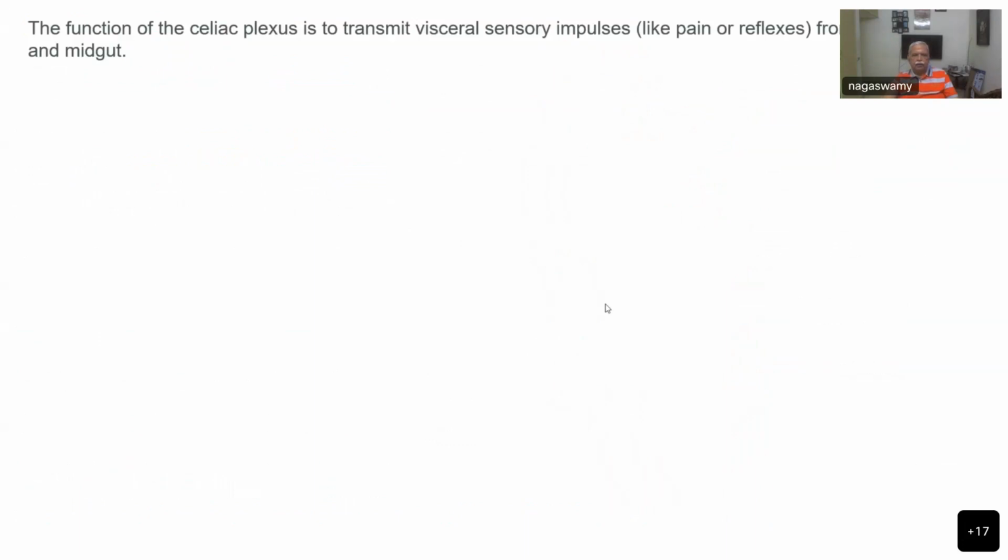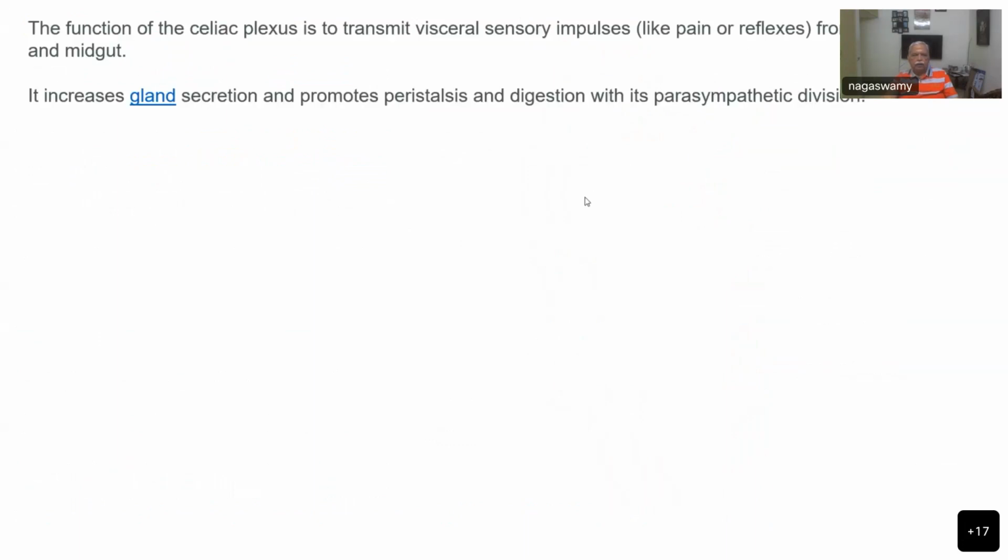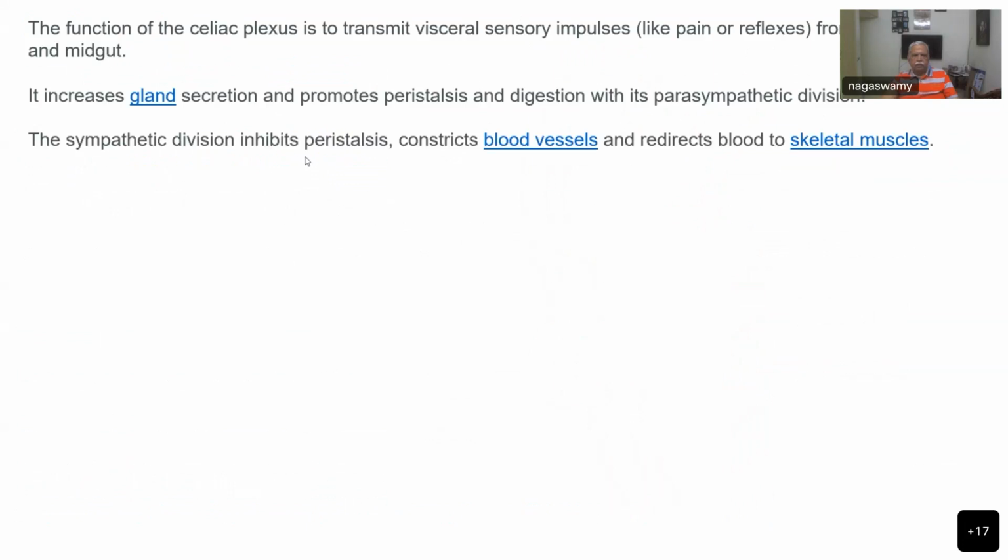Now the function of the celiac plexus is to transmit visceral sensory input and reflexes to the foregut and midgut, and with its parasympathetic division it increases gland secretion and promotes peristalsis and digestion. The sympathetic division inhibits peristalsis, constricts blood vessels, and redirects blood to the skeletal muscles. That is why when there is a trauma or injury and hypovolemia, we always say blood is diverted from the skin and splanchnic area to the vital organs.